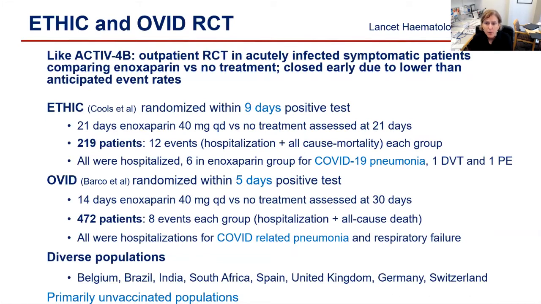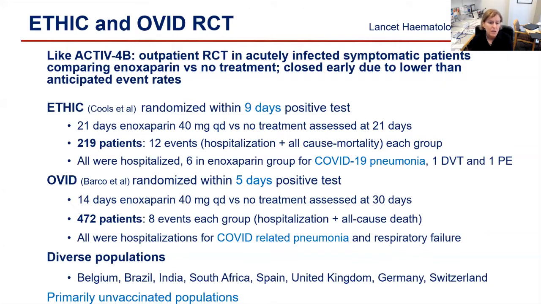Subsequently, just published in June 2022 were the FACC and the Avid randomized control trials, and these trials were like Active-4B. They took place in outpatients that were acutely infected, they were symptomatic, and both trials compared enoxaparin versus no treatment. These trials, like Active-4B, also closed early due to lower than anticipated event rates. The FACC trial randomized participants within 9 days of a positive test. Patients were assigned to 21 days of treatment with prophylactic dose enoxaparin. They randomized 219 patients, and in each group there were 12 events.